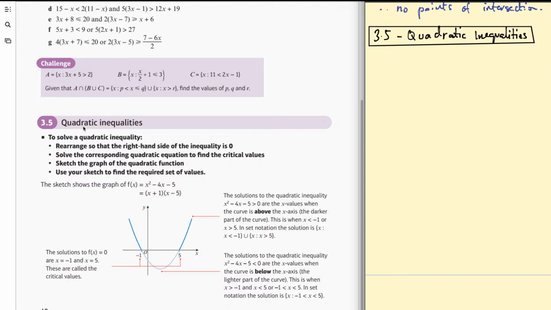Okay. Quadratic inequality says to solve a quadratic inequality, rearrange so that the right-hand side of the inequality is 0. Solve the corresponding quadratic equation to find the critical values. Sketch the graph of the quadratic function. Use your sketch to find the required set of values. The sketch shows the graph of f of x equal to x squared take 4x take 5, factorized to x plus 1, x take 5. The solution to f of x equal to 0 are x equal to negative 1 and 5. Okay, we've already done that. These are called the critical values, where the graph cuts the x-axis.